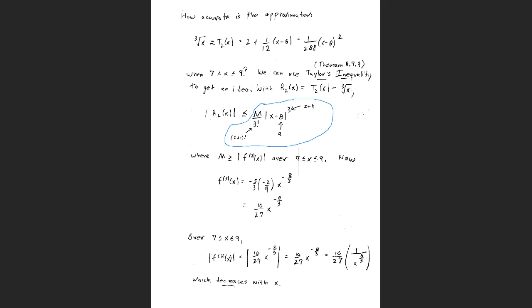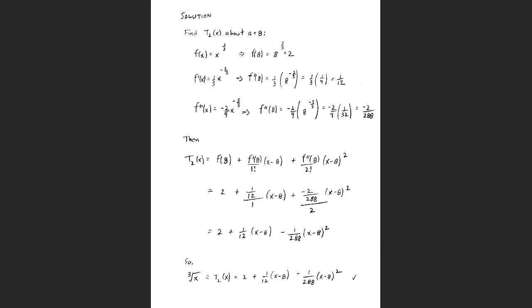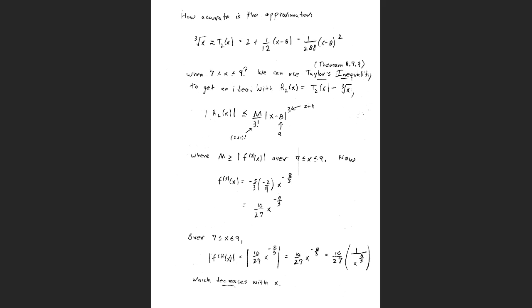Now I'm going to find M. M has to be greater than or equal to the absolute value of the third derivative at x. Again, let me go back to the formula. In the formula, M is greater than or equal to the absolute value of the n plus first derivative of x. Well, since n is 2, M would be greater than or equal to the absolute value of the third derivative of x. Okay, so that means I have to compute the third derivative.